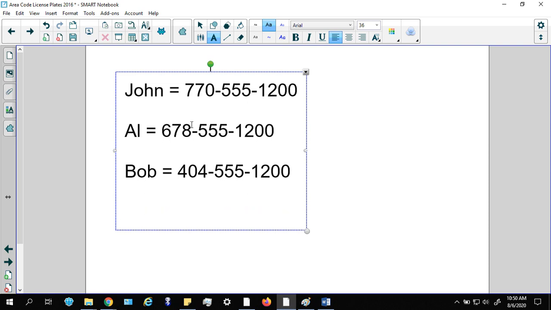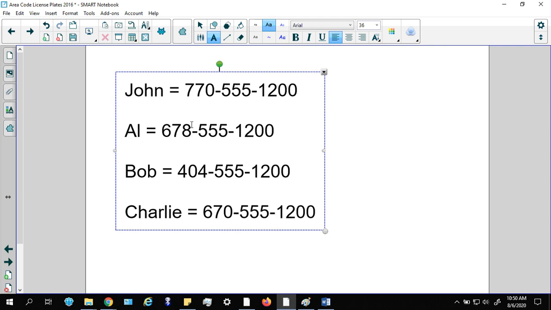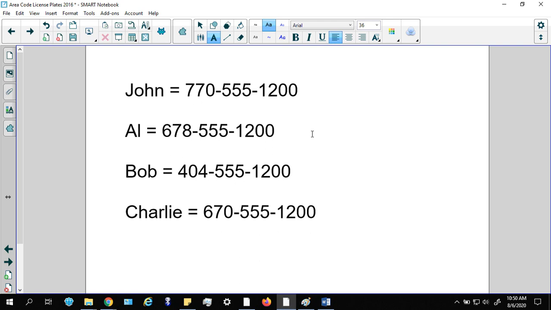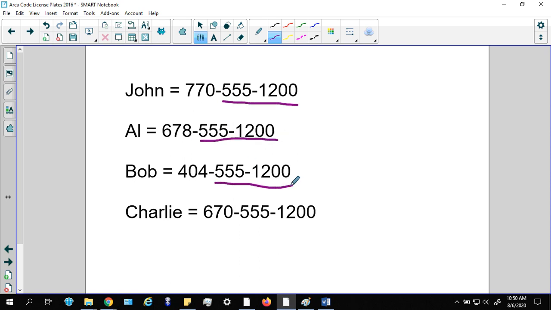And then Charlie, his phone number is, oh goodness, I'm missing one. I think 670, is that the area code? I don't know. 555-1200. So basically what you have is, please don't miss this, the phone number 555-1200 is being used 4 different times.